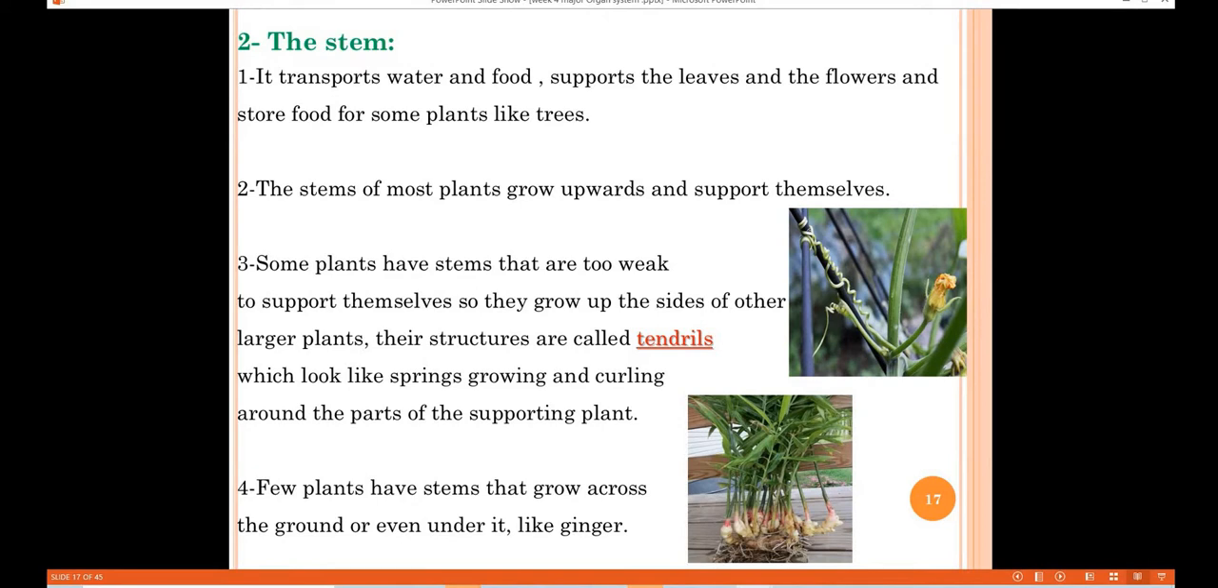And we also studied the type of stems like the tendrils, which grow like springs, coiling around themselves to any support which they find.